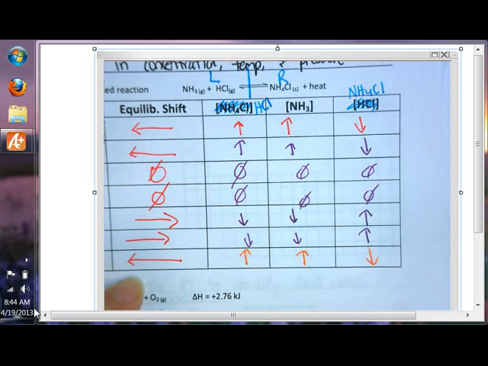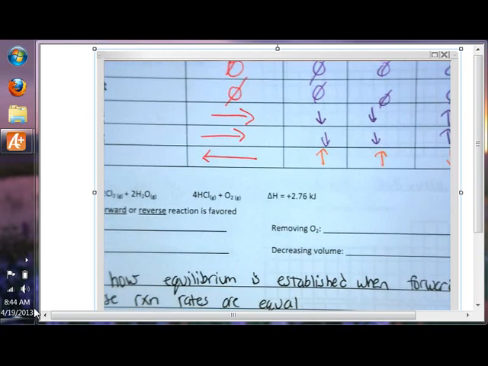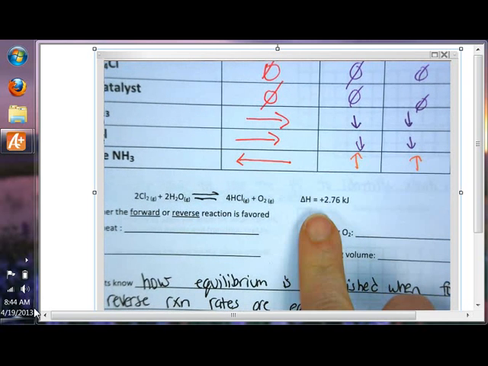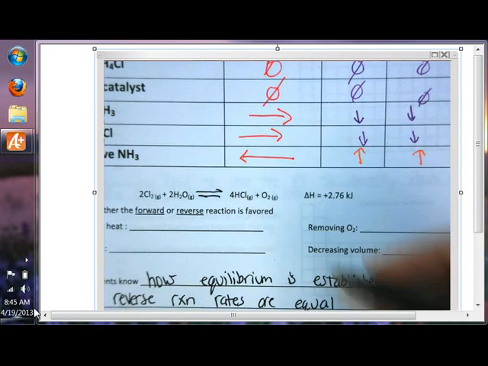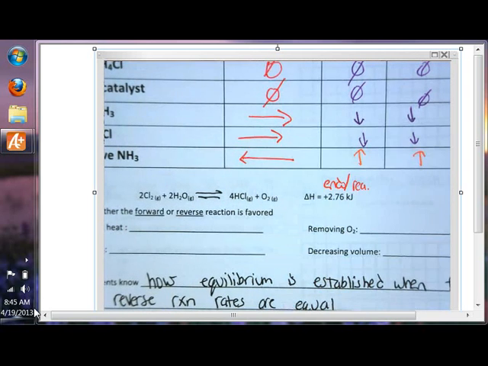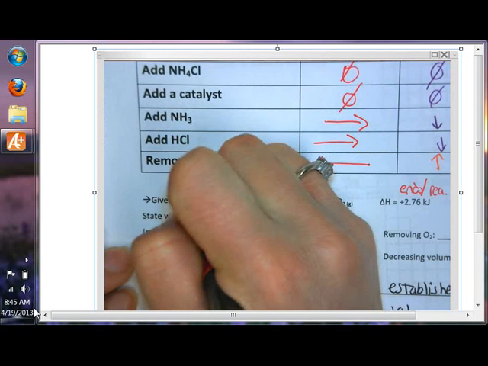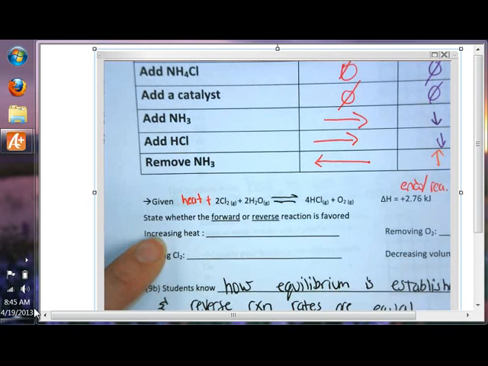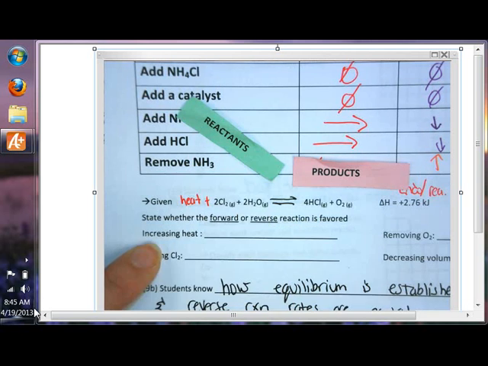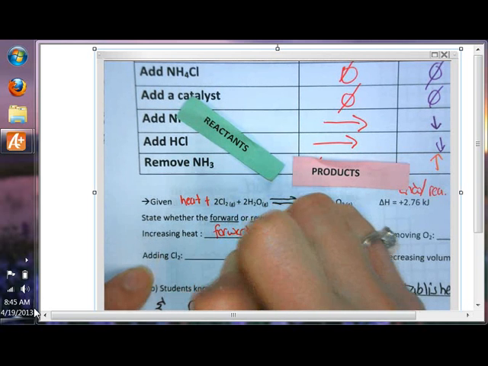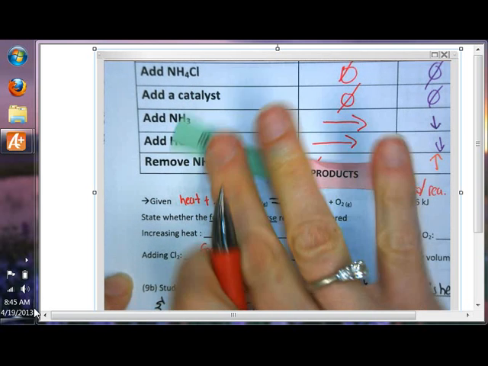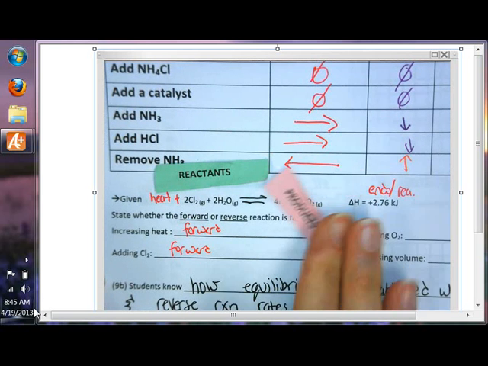Let's check time. Okay, so let's look at this one. I forgot to do the equilibrium arrow. I'm going to draw that in. So, delta H is positive. That means that this reaction is endothermic, so heat is a reactant. So I'm going to go ahead and add heat to the reactant side. State whether the forward or reverse reaction is favored. That's easy enough. So if I increase heat, that is the forward. If I add Cl2, that is the forward. If I remove O2, that also favors the forward.